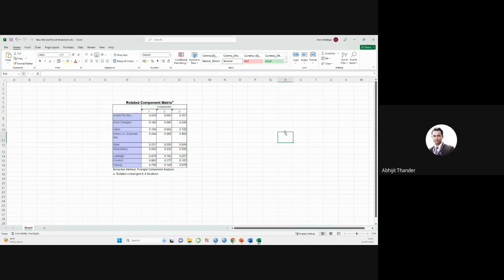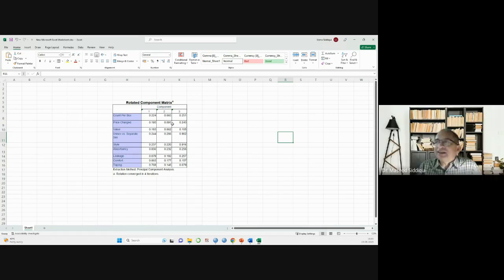Yes, sir. Okay. Now, we check whether there is cross-loading or not. In the count per box, the highest correlation is being shown, but other values are quite low. So there is no cross-loading. Now, if we go with the price chart, here the highest value is being shown, but other values are 0.193 and 0.243. Other values are relatively much lower, so there is no cross-loading. In the same way with the value also, right?